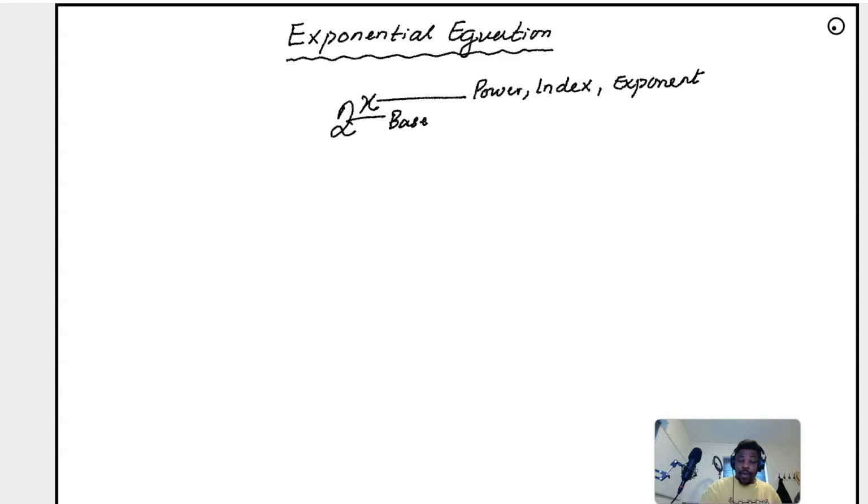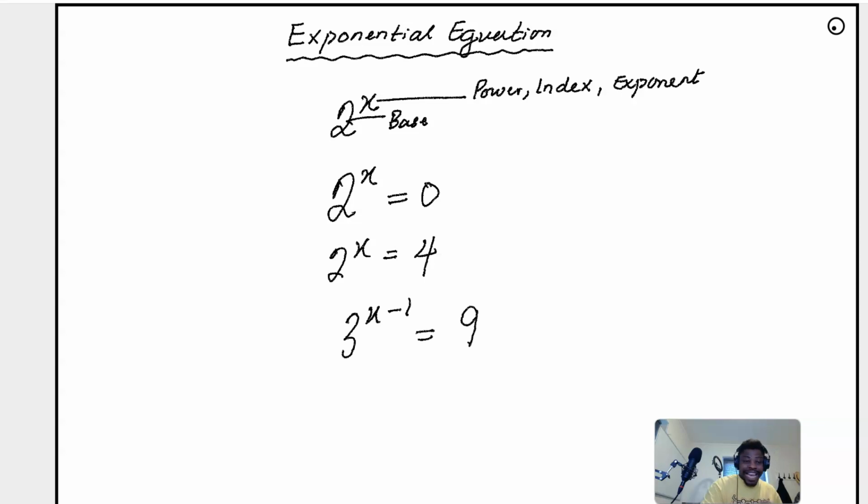So now, when an indicial expression is equal to something, it can be equal to 0, it can be equal to 4, it can be equal to anything, then that is an exponential equation. So an exponential equation is an indicial expression that is equal to something. So it simply means you are still going to be using the laws of indices to solve an exponential equation. Let's jump right into it.